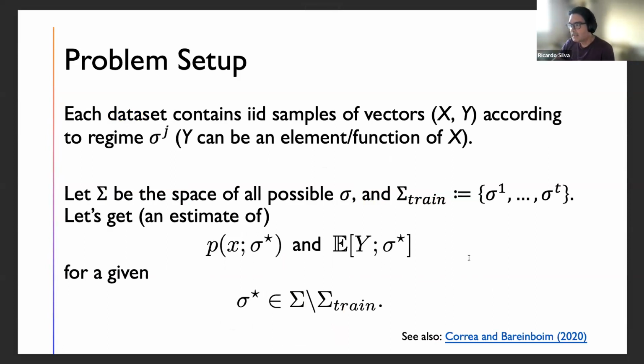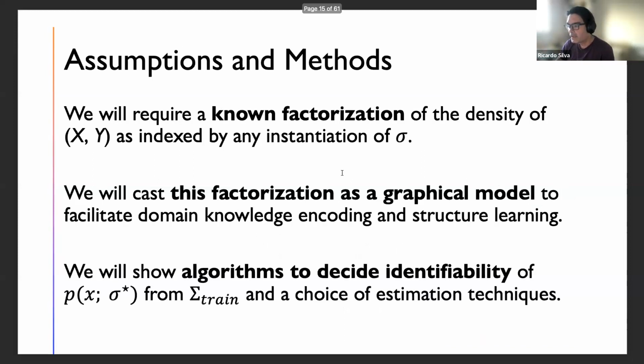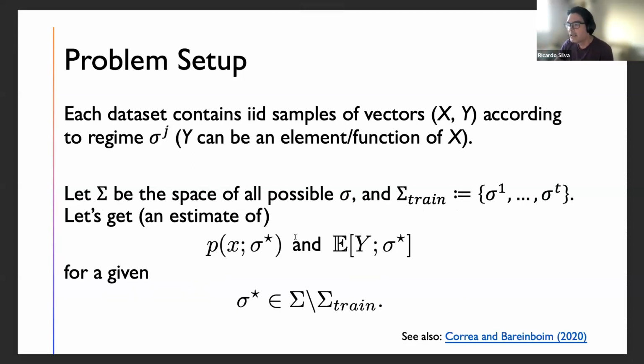The data set will have IID samples of some vectors X and Y under each of these regimes. Y may be some sort of L entry of X that you're particularly interested in, but in general you may be interested in the system as a whole, the whole vector X. And given a set of data sets for which you know which regime they have been collected on, you may have a new regime we're interested in, where you may want to know the behavior of the entire system, or just one particular variable, a summary of its distribution, like the expected value.